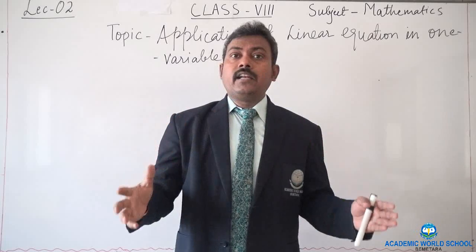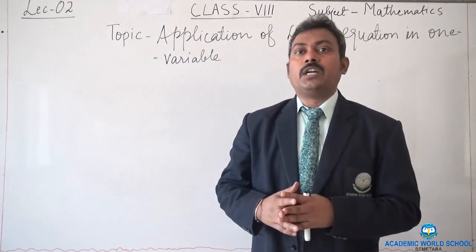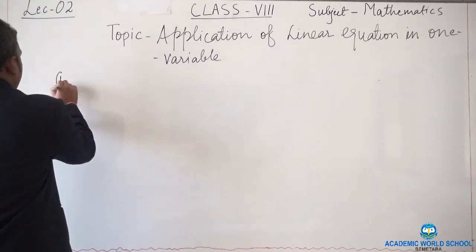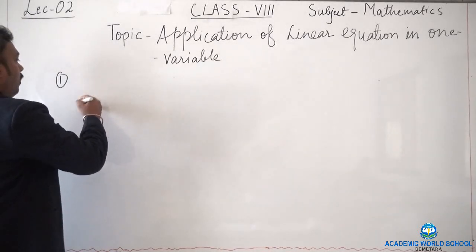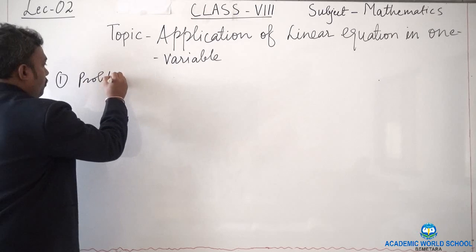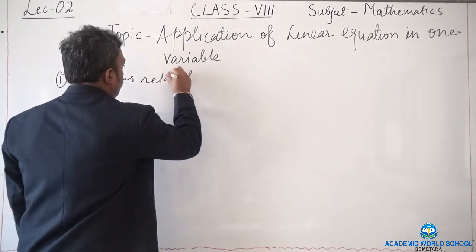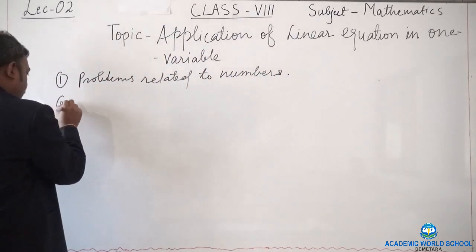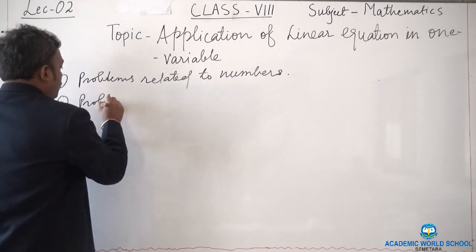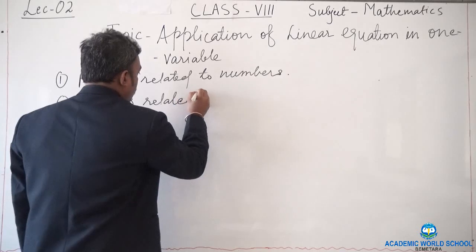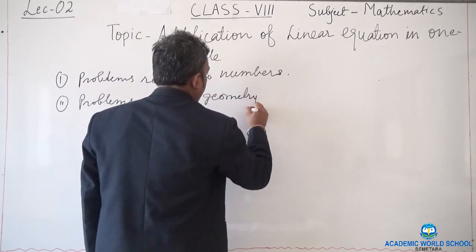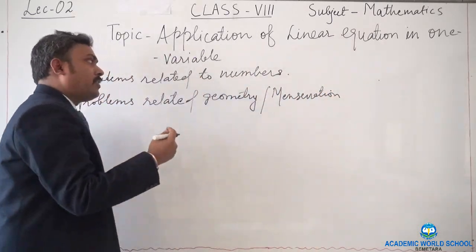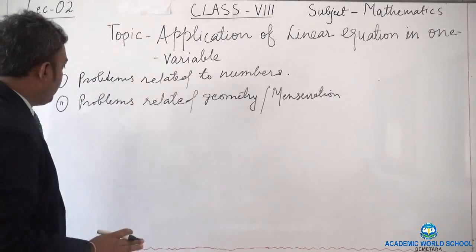Now I'll categorize the word problems first. When we categorize the word problems, mainly we will come across 4 types of word problems. The first type is word problems related to numbers, right? Second, problems related to geometry or say maths relation. Okay, this kind of problems also can be solved with the help of linear equation in one variable.